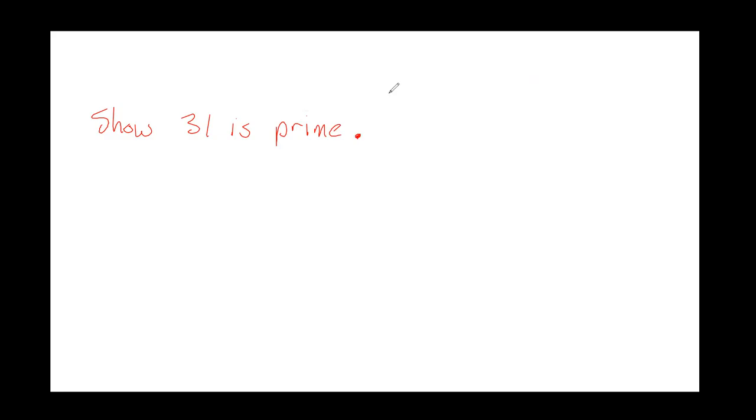In a very naive way, we could simply start at 2 and search all the way up to 30 and see if any of these numbers divide 31. However, we can note here that the square root of 31 is going to be less than the square root of 36. The square root of 36 is equal to 6. So we need only search up to 6 to confirm that this number is prime. So does 2 divide 31?